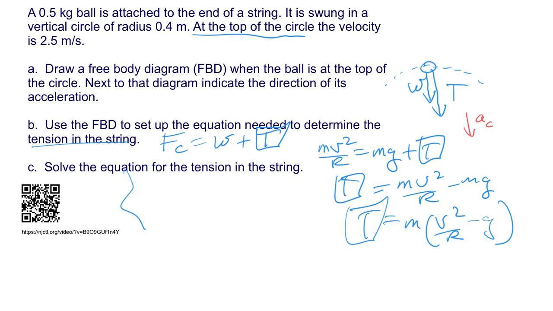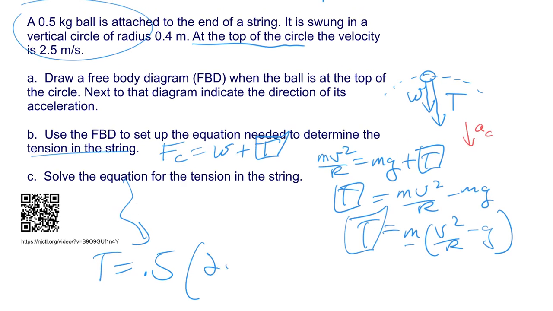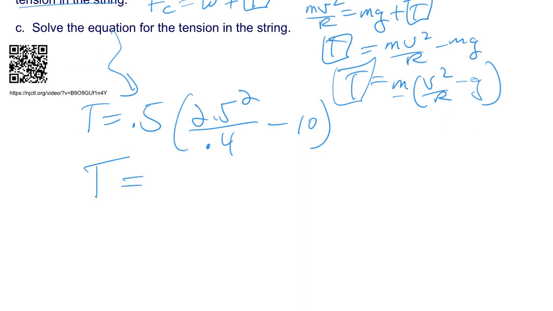So solve the equation for tension. Tension equals the mass, using these values up here, that's mass, then velocity is 2.5 meters per second, squared, over the radius, 0.4, minus 10, which is what g is. I calculated it out to be 2.8 newtons.